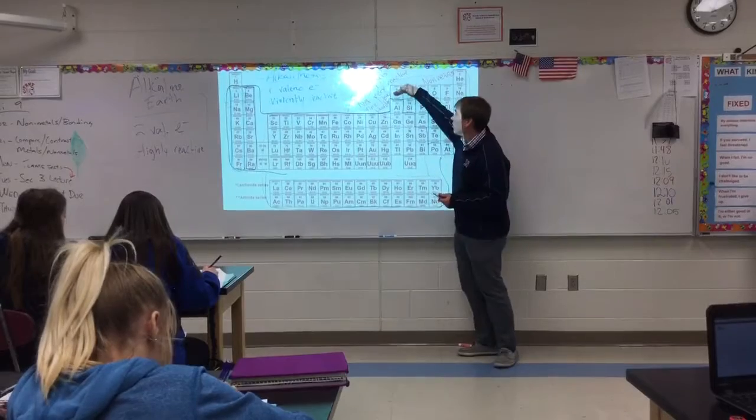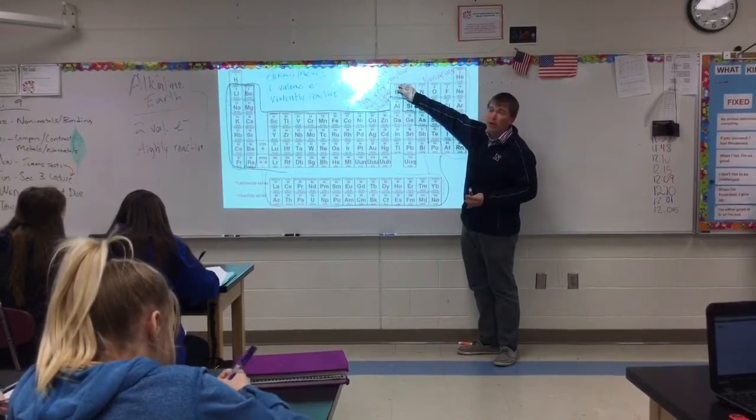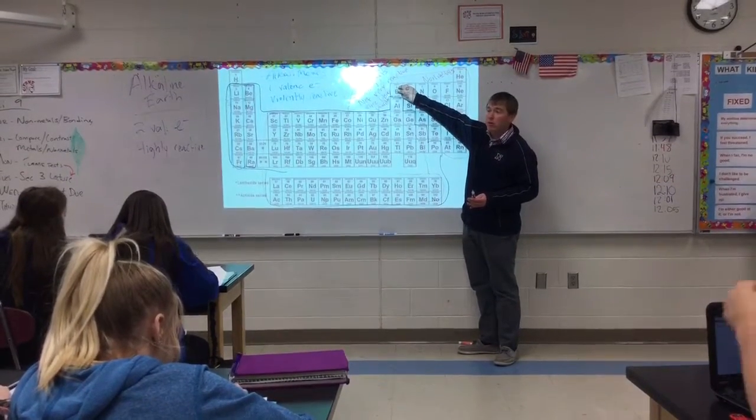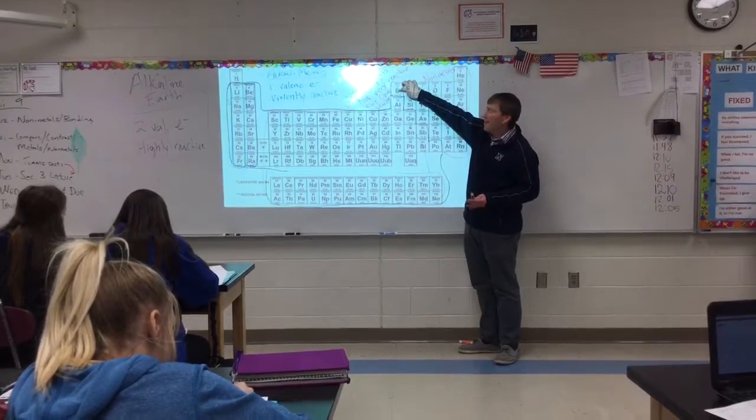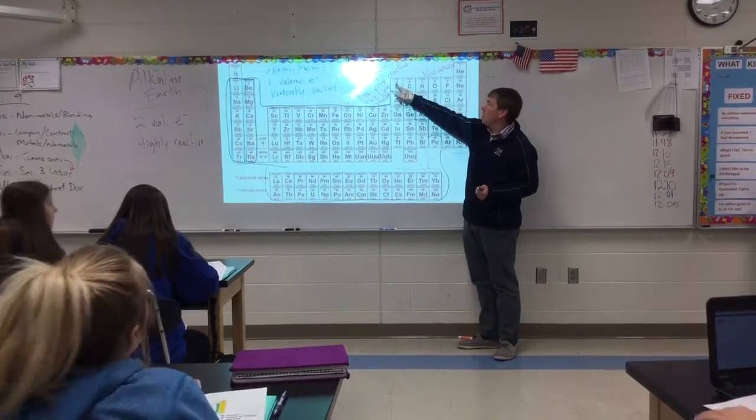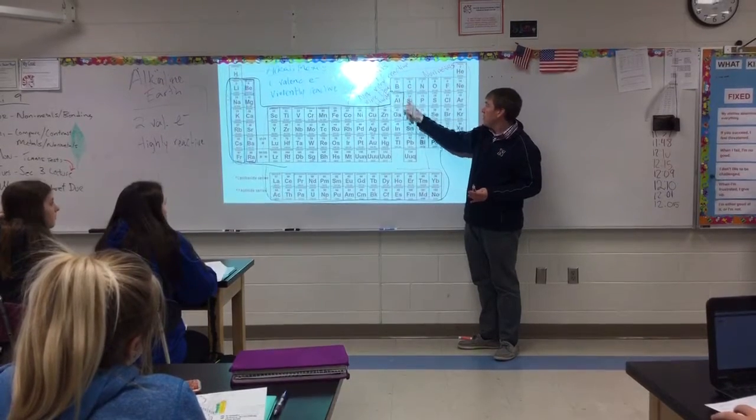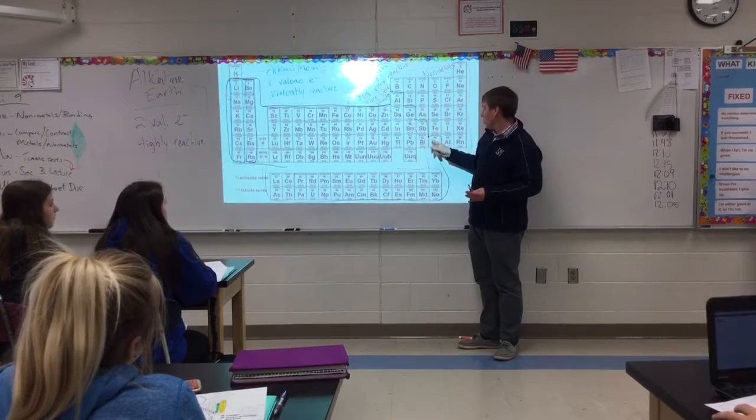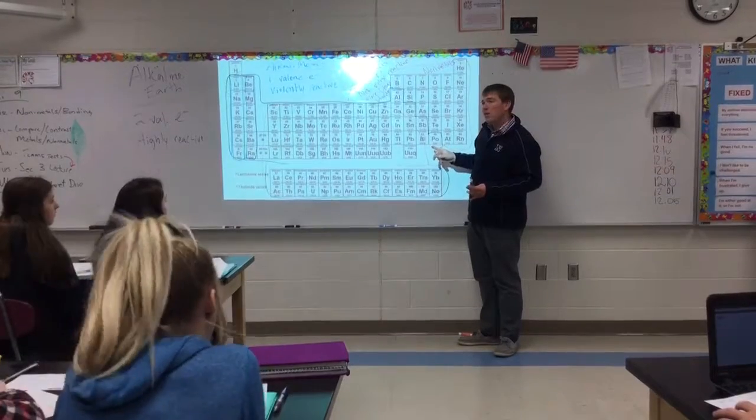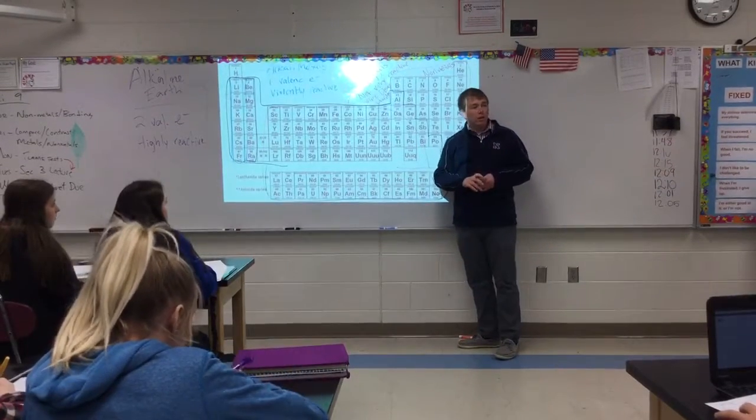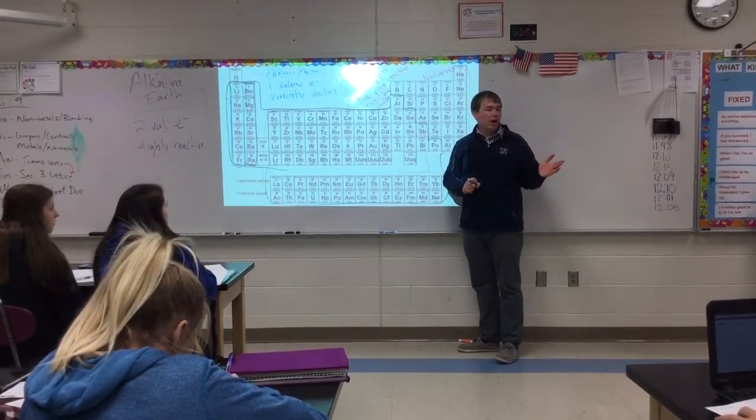Now some of them have more properties of non-metals, like boron has a lot more properties of non-metals than metals. Boron, silicon, these are all metalloids. And like I said, there's not going to be a lot of questions about metalloids on the test because we didn't go over them a lot.